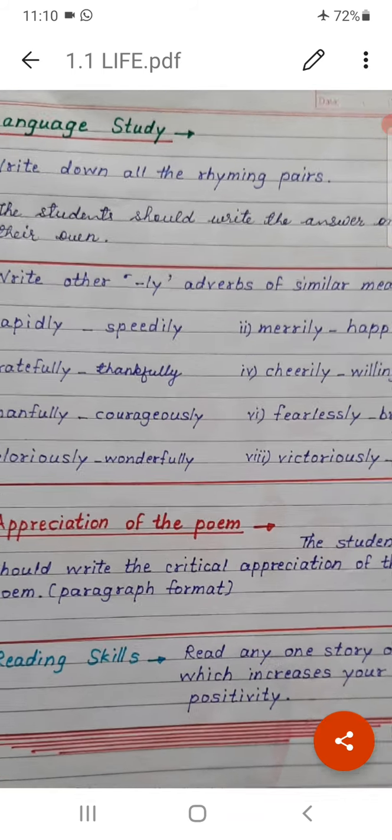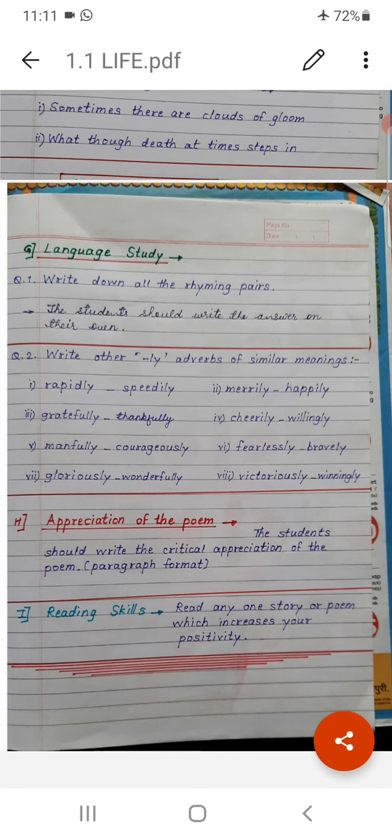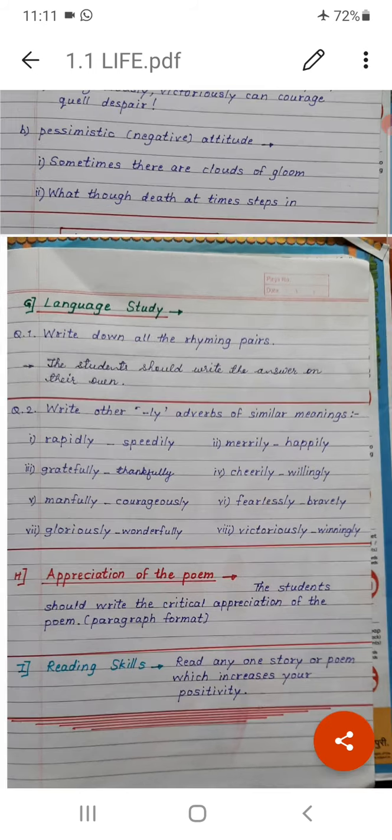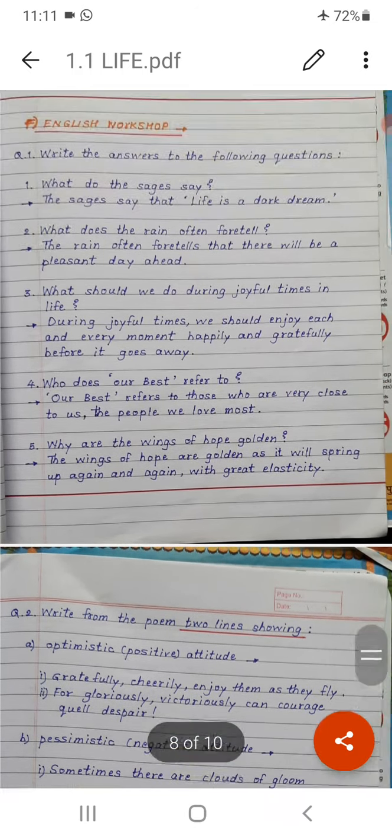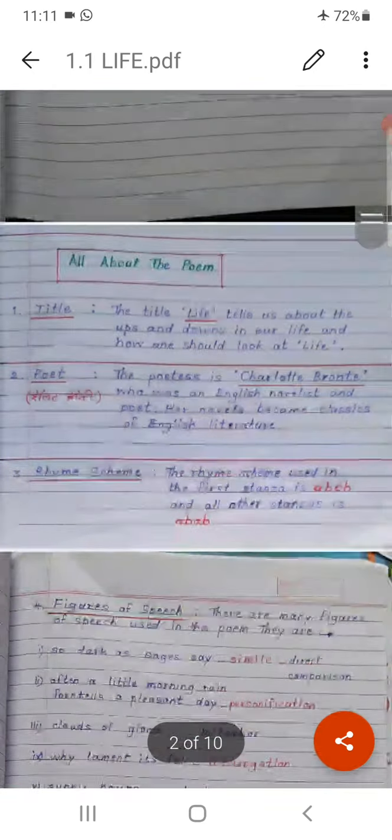Next, one activity is given: reading skills. Read any one story or poem which increases your positivity. Now, you may tell me that I have read this book, so and so book, but when you will come to school, when we will be face to face, that time I am going to ask you about the poem or about the story, whichever you have read, and you have to describe the story or poem to me in detail. So do remember, this is also very important. Reading is important, which nowadays you are lacking. So this is all in all warming up to reading skills.